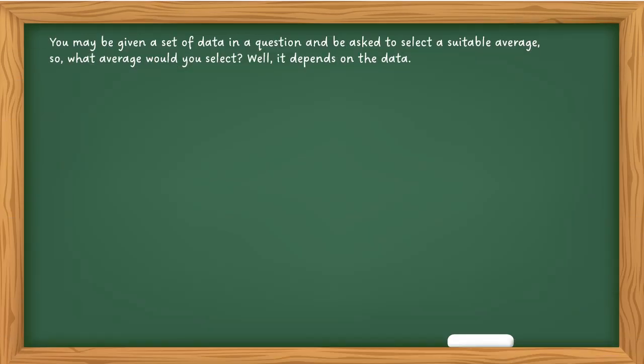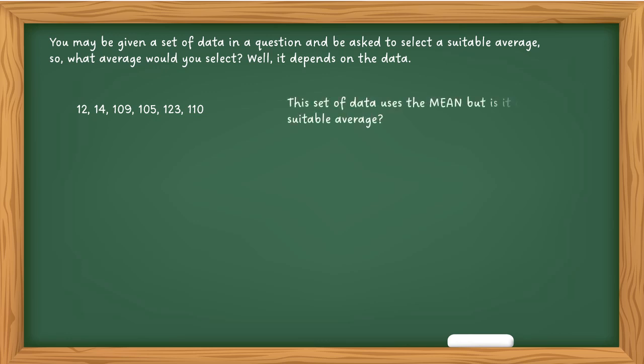Right, when would we use these types of averages? Now you may be given a set of data and a question and be asked to select a suitable average. So what average would you use to select? Well, it depends on the data. All right. Now if you look at that data, let's say for instance we work out the mean. So this set of data uses a mean, but is it a suitable average?